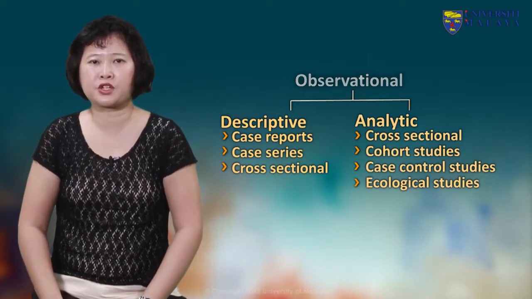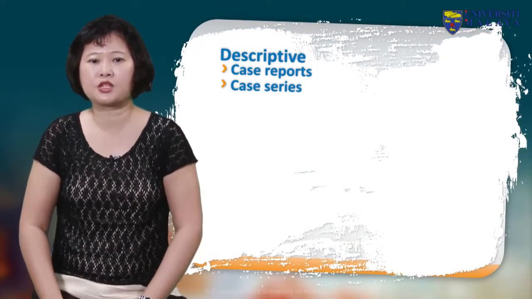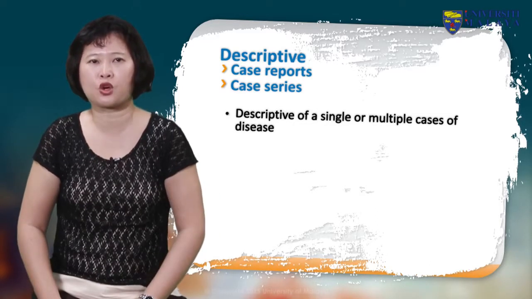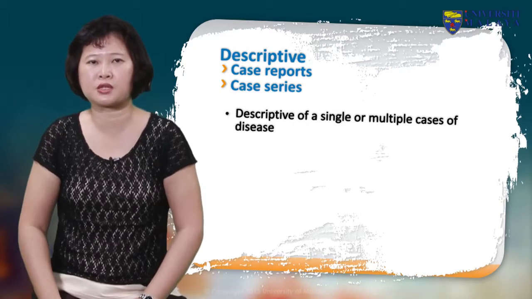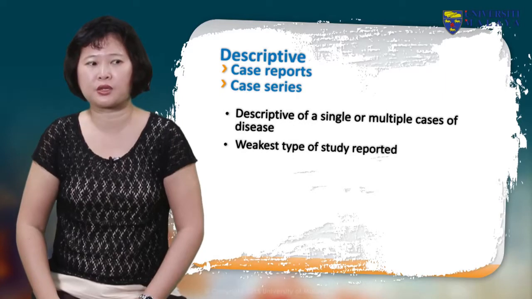A descriptive observational study is when the study is limited to a description of occurrence of disease in a population. This is often the first step in epidemiological investigation. Case reports or case series are an objective report of a clinical characteristic or outcome from a single or multiple cases of disease. This is the weakest type of study reported.